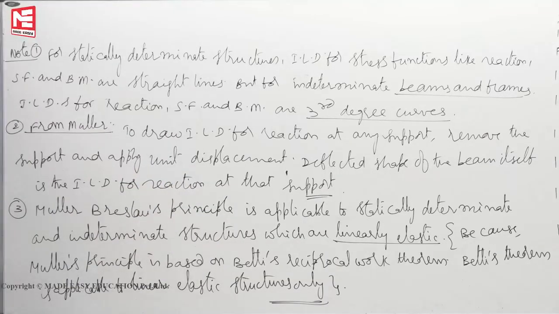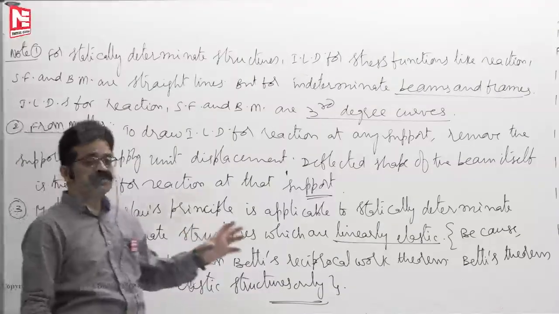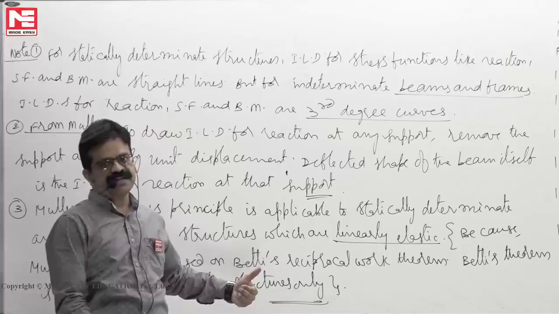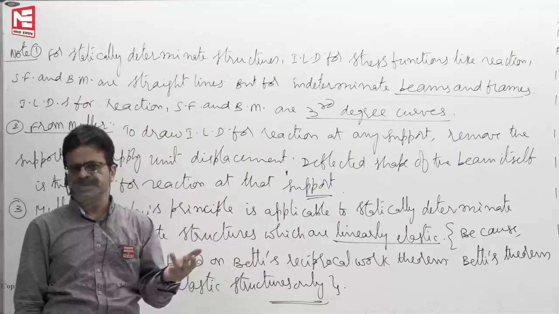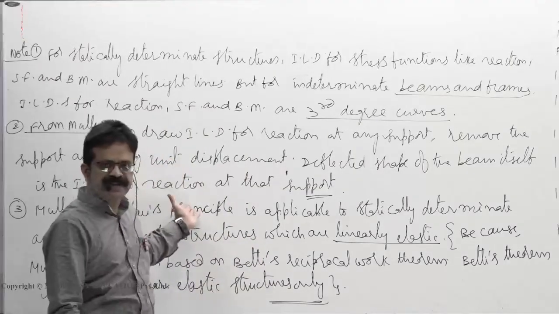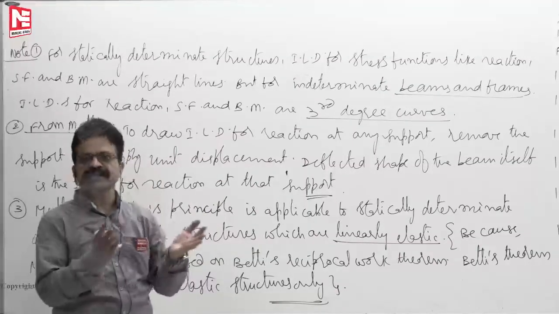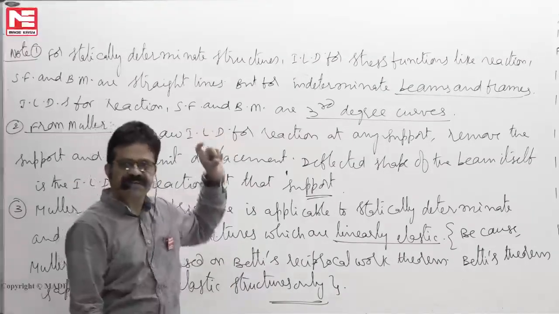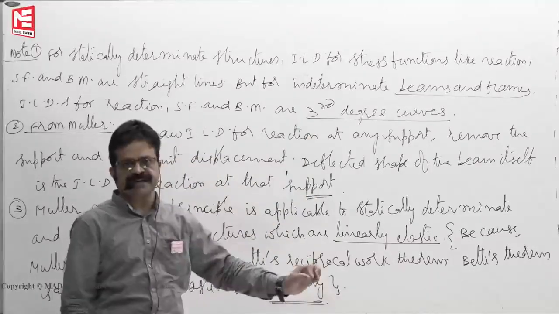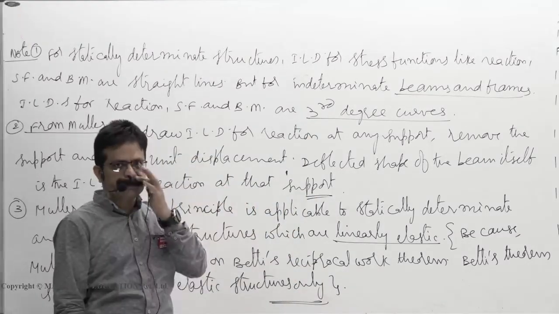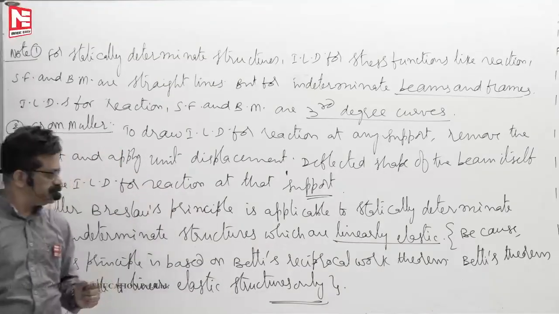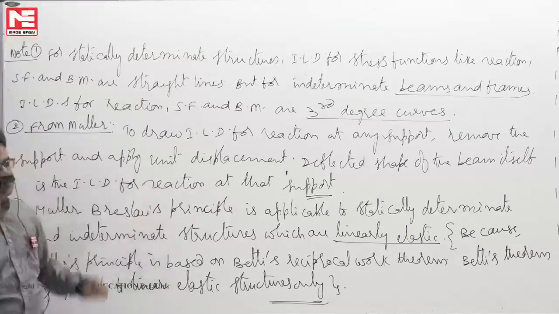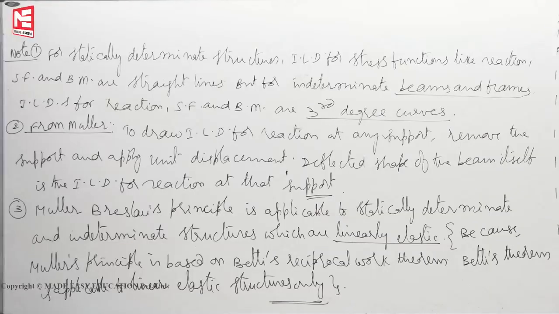So qualitatively, you will know the shape of the influence line diagram. But if you want to know the ordinate also, then you have to take the elastic analysis. That means either the moment distribution method or slope deflection method or compatibility condition. Any one method that you have learned in strength of materials, you have to use it and find the ordinate. But how the shape looks can be found from Muller's principle. Okay. So this is about the indeterminate structure, how the equation goes.